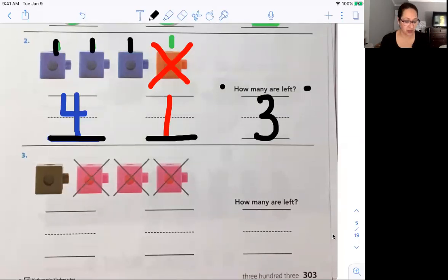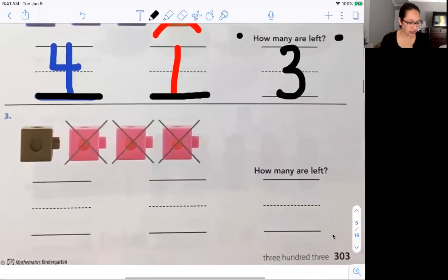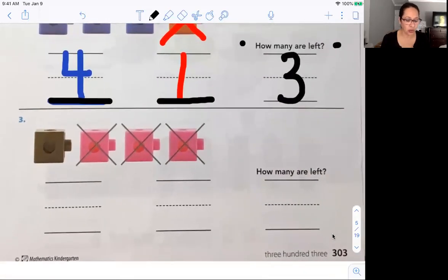Okay, they're crossing off. So let's go ahead and do number 3 again together. We're going to just go ahead and choose a different color. So how many connecting cubes do you see all together? 1, 2, 3, 4. You see that? How many? 4 all together. There are 4 all together.